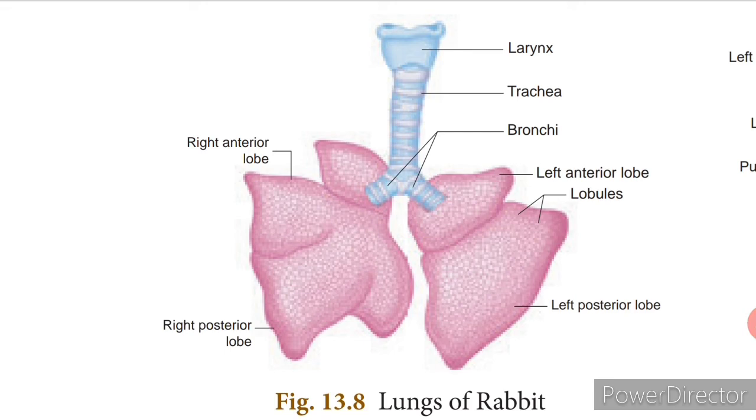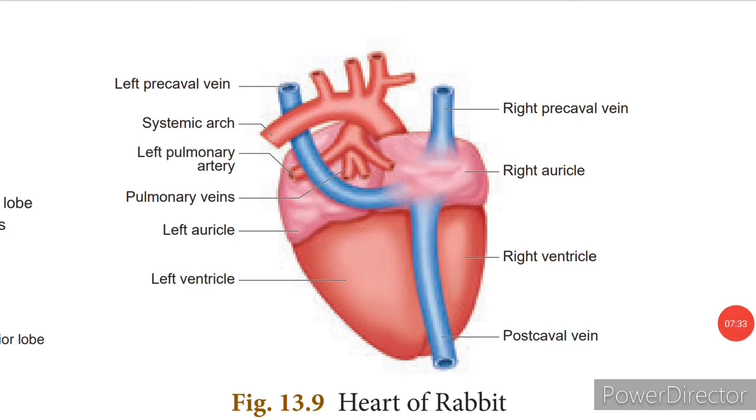The respiration consists of inspiration and expiration. Inspiration in the sense breathing in of oxygen, and expiration is nothing but the giving out or breathing out of carbon dioxide. Now the next is the circulatory system. The circulatory system of the rabbit consists of blood vessels and heart. Now let's see the structure of heart.